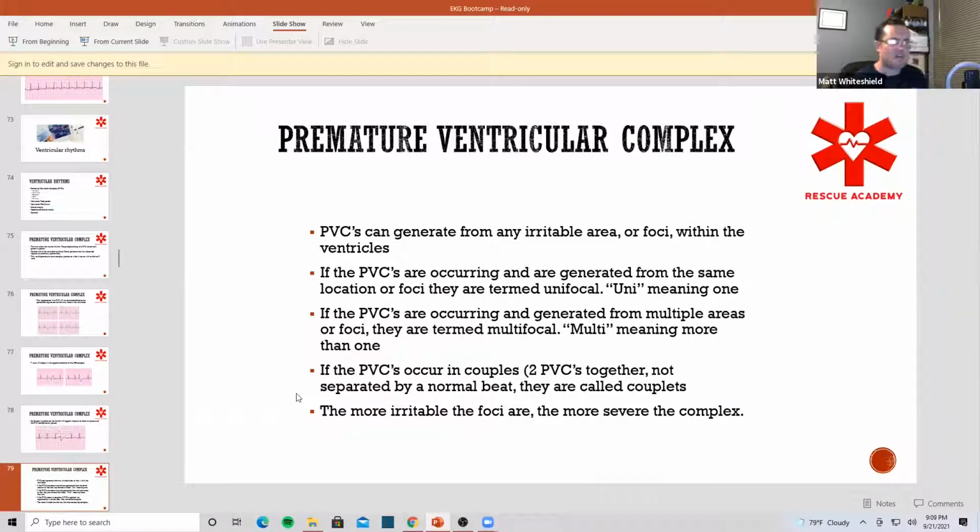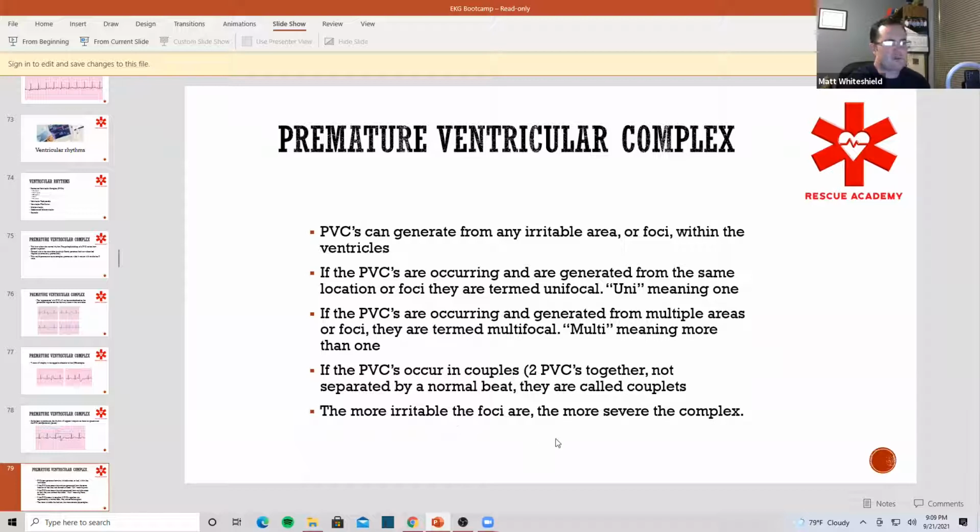If the PVC occurs in twos, this is two PVCs together. This is considered a couplet. Don't forget that. If you have two PVCs that just beat right after a normal sinus rhythm, you just get two that show up right next to each other, we call that a couplet, okay?